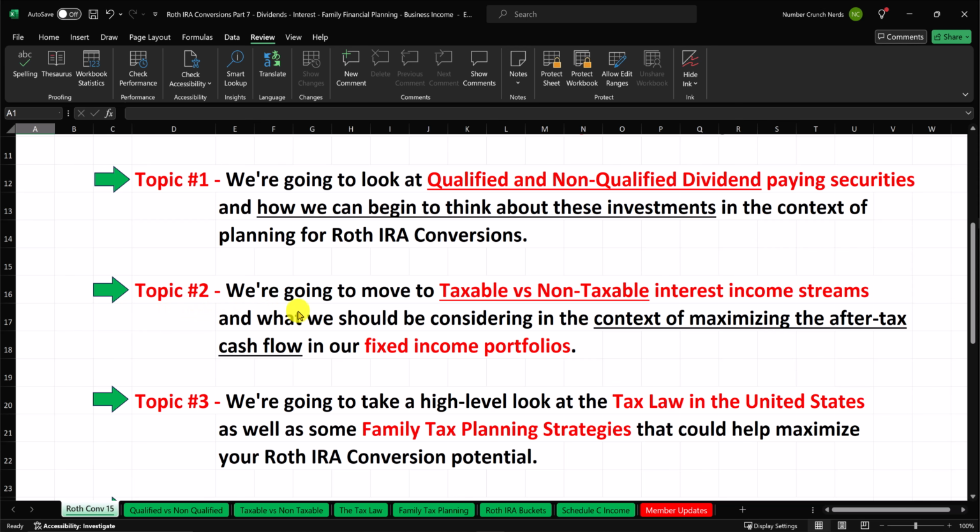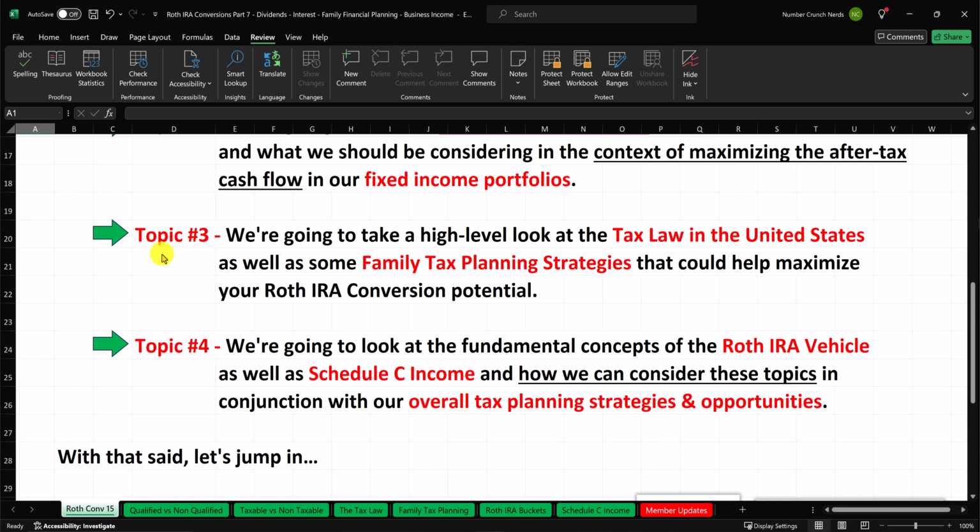Topic number 2, we're going to move to taxable versus non-taxable interest income streams and what we should be considering in the context of maximizing the after-tax cash flow in our fixed income portfolios. Topic number 3, we're going to take a high-level look at the tax law in the United States as well as some family tax planning strategies that could help maximize your Roth IRA conversion potential.